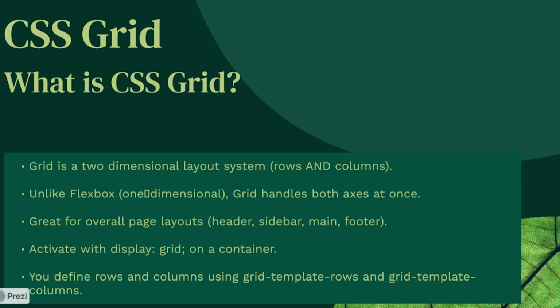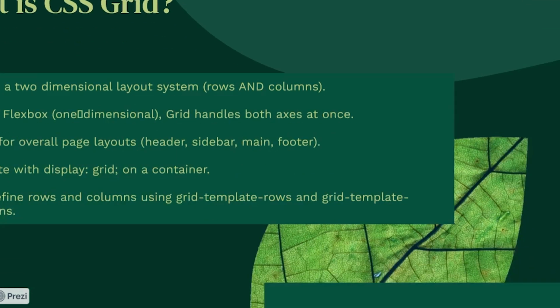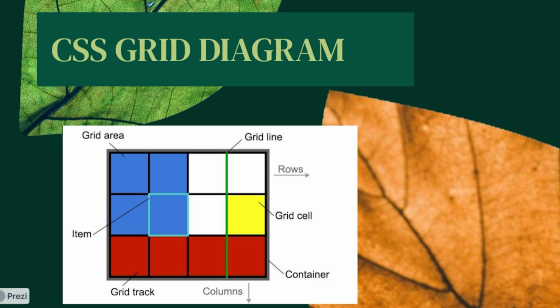To start using the grid system, we simply set the container's display property to grid. Then we can define how many rows and columns we want using grid properties. Simply put, CSS grid helps to create a clean, organized and responsive layout much more easily. Okay, this is the grid system diagram.